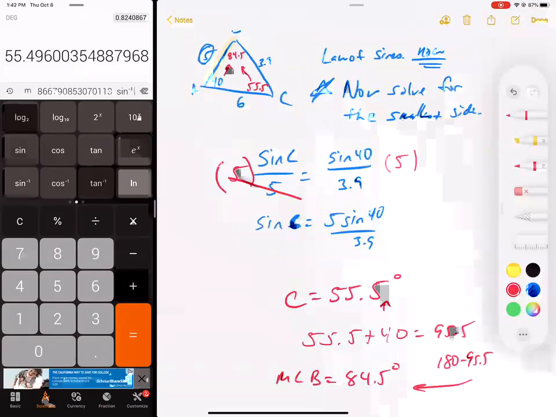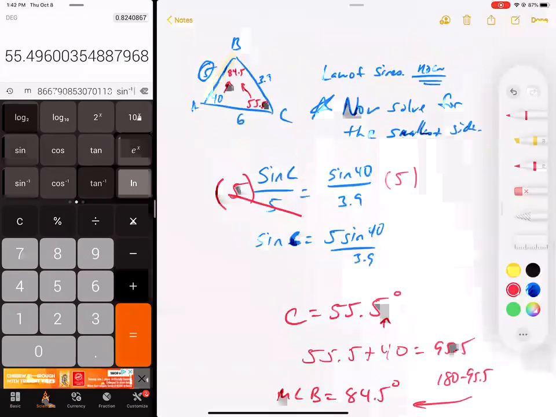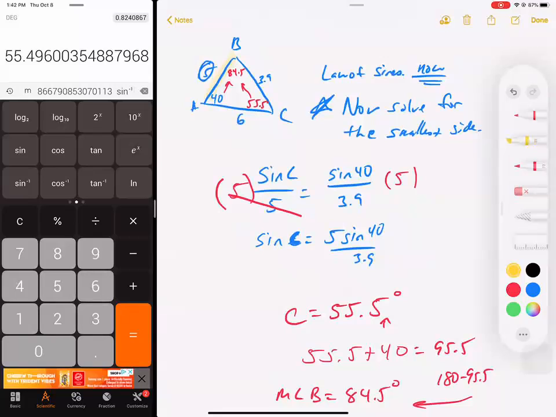84.5. And if you want to double check, remember how I said small angle, small side, large angle, large side? Small angle, smallest side, then largest angle, largest side.